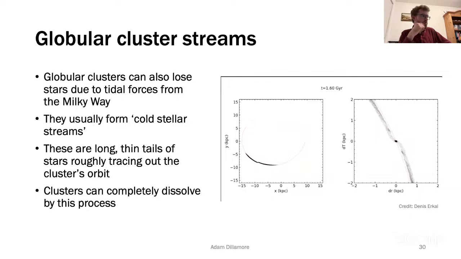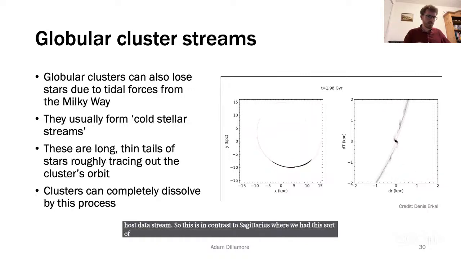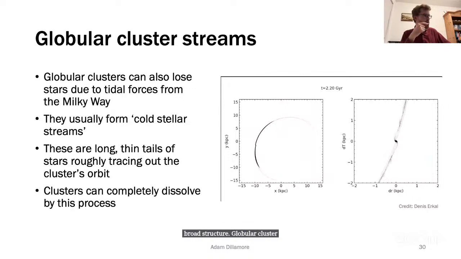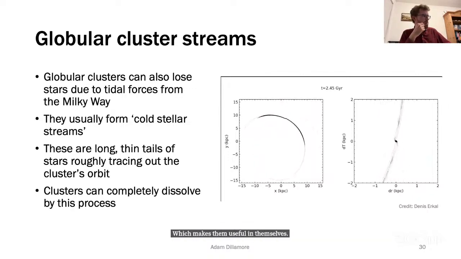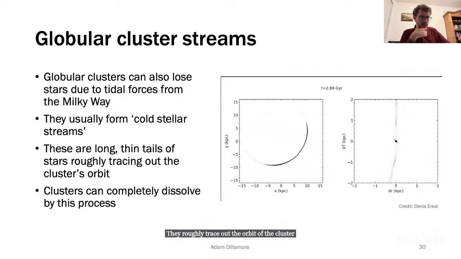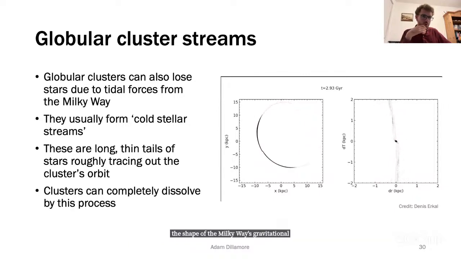Globular clusters form cold stellar streams. So this is in contrast to Sagittarius, where we had this sort of broad structure. Cold globular cluster streams tend to be much narrower, which makes them useful in themselves. They roughly trace out the orbit of the cluster, which can be useful for determining the shape of the Milky Way's gravitational potential, which is one reason why they're so useful. Like the Orphan stream, globular clusters can be completely destroyed by this process.